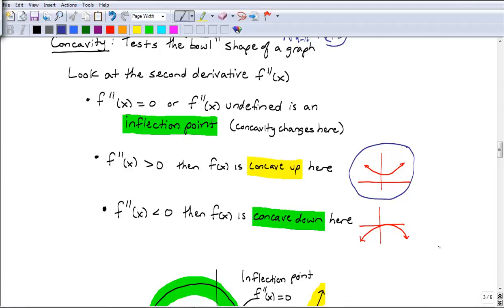If the first derivative is negative, the function is decreasing. If the second derivative is negative, the function is concave down. And notice concave down is a bowl pointing downward. So if you put water in it, it would fall out.